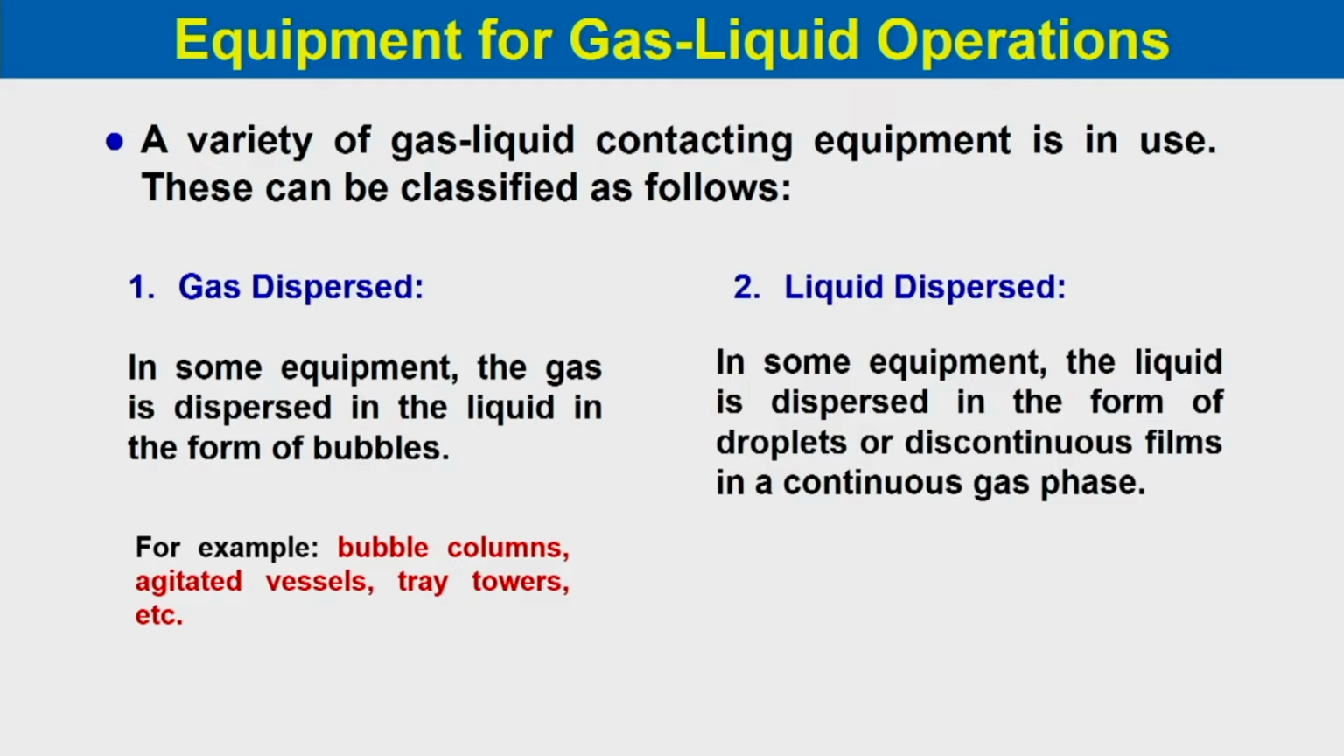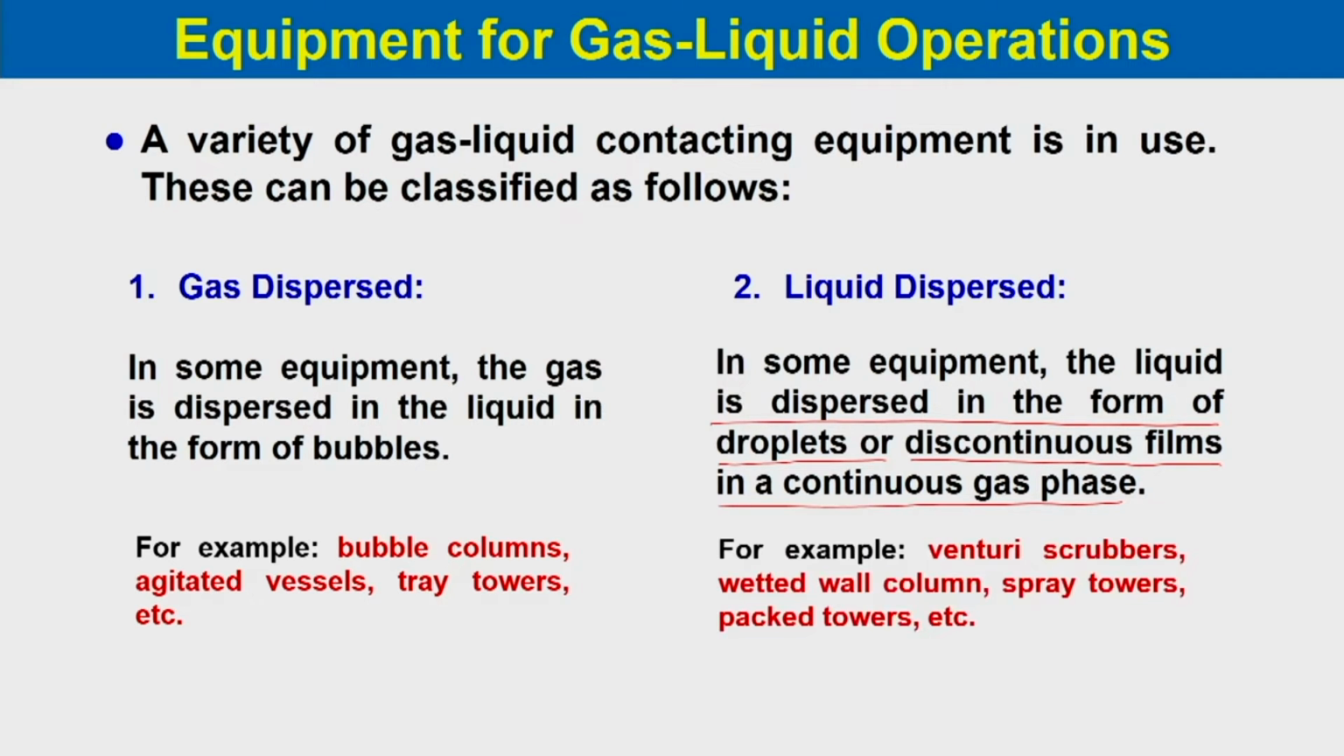And another is liquid dispersed. In some equipment, the liquid is dispersed in the form of droplets or in a discontinuous film in a continuous gas phase. So, in one case your liquid phase is continuous and gas is dispersed; in the other, gas is continuous and liquid is dispersed. Like Venturi scrubber, wetted wall column, spray towers, packed towers. In these cases the liquid is in the form of discontinuous films and the gas is in the continuous phase.